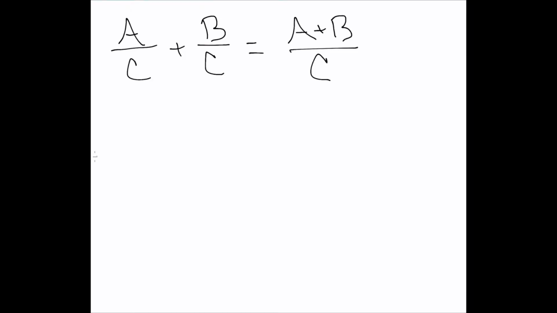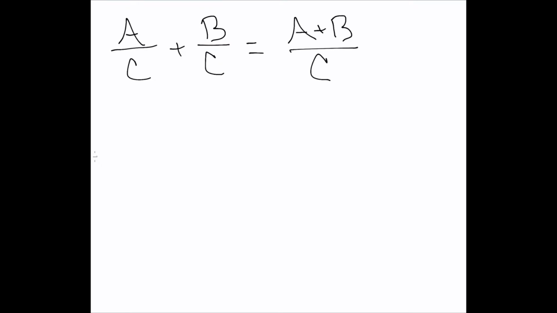Now we'll get into addition and subtraction of rationals. If things have a common denominator, we can use this basic property that says a over c plus b over c is equal to a plus b over c. We add the numerators, and it's over their common denominator.